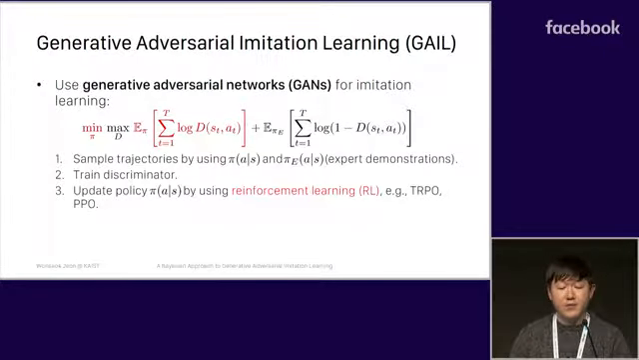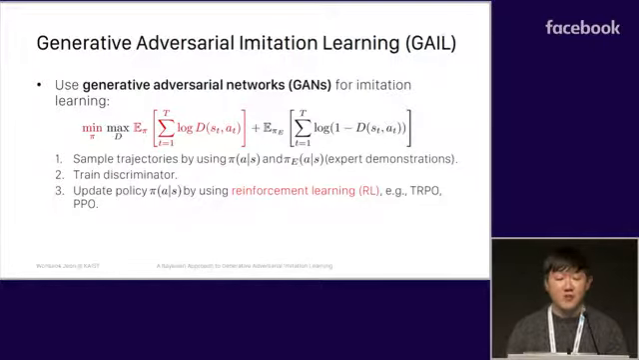Generative adversarial imitation learning, or GAIL in short, is an imitation learning algorithm that utilizes GANs for imitation. In GAIL, we first sample trajectories using the agent policy and expert policy, and then train a discriminator that classifies whether state action pairs come from the expert or the agent. Then we run reinforcement learning by regarding the discriminator as a cost function.